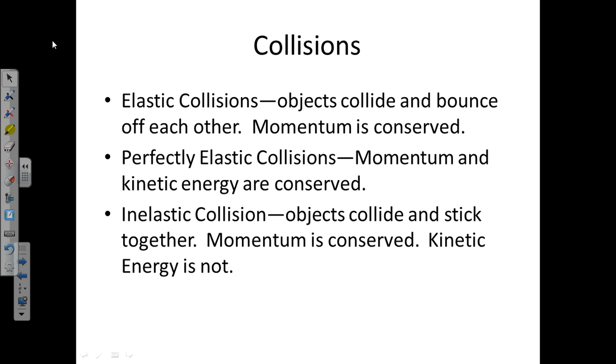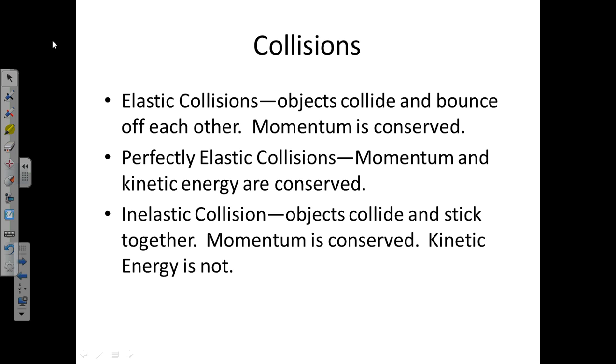The first kind of collision we'll talk about is an elastic collision. This is where objects collide and they bounce off of each other. Momentum is always conserved in collisions. A lot of the problems that we'll work with momentum, though, are going to be perfectly elastic collisions. These are where two things collide and they bounce off and there's no energy lost. So essentially the momentum and the kinetic energy are both conserved. The momentum you started with is the momentum you end with. The kinetic energy you started the problem with is the kinetic energy you end the system with.